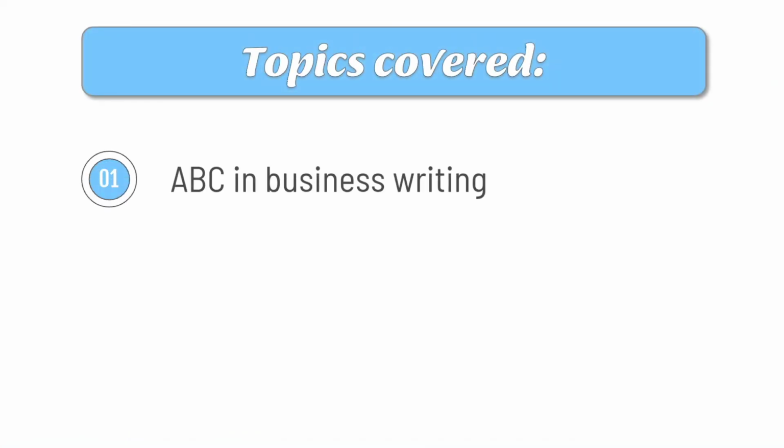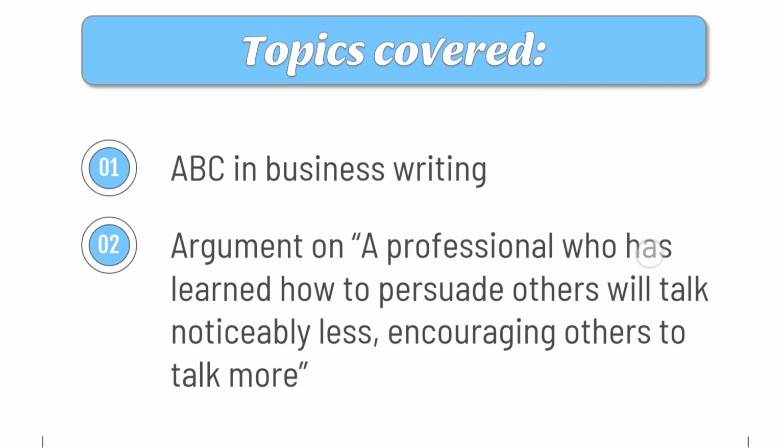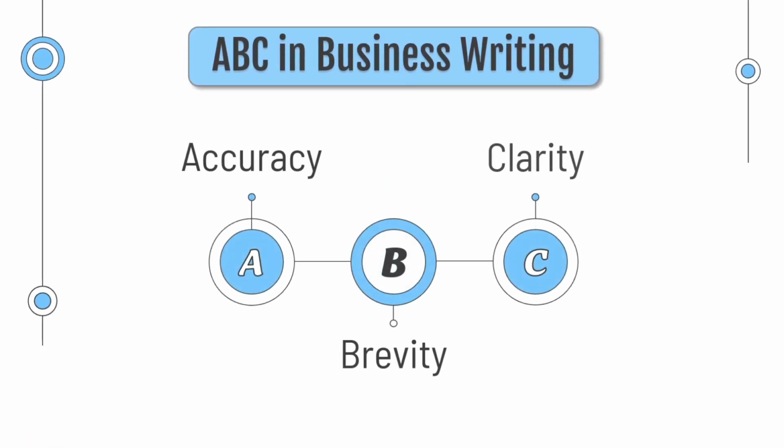In this presentation, I will cover two topics. The first one is ABC in business writing, and the second one is argument on a professional who has learned how to persuade others will talk noticeably less, encouraging others to talk more. Let's start with the first one, ABC in business writing. In ABC, A stands for accuracy, B for brevity, and C for clarity.